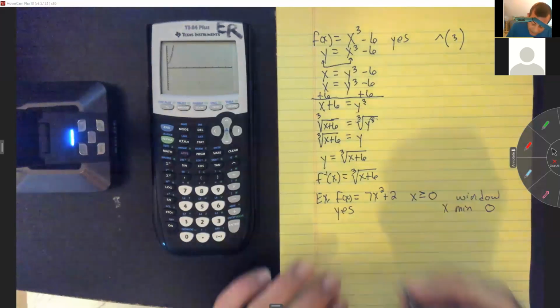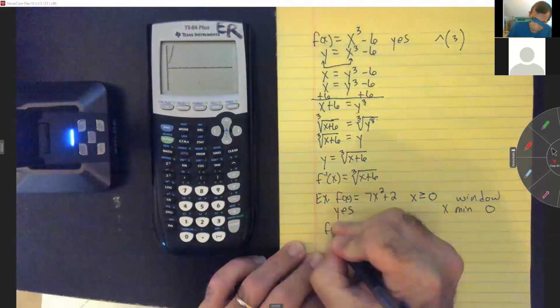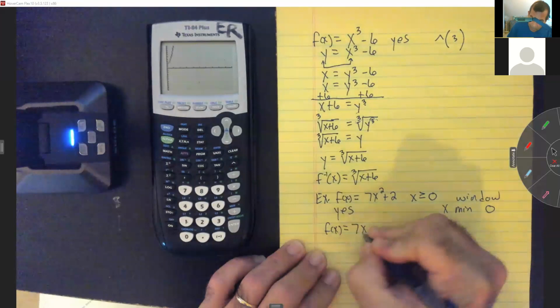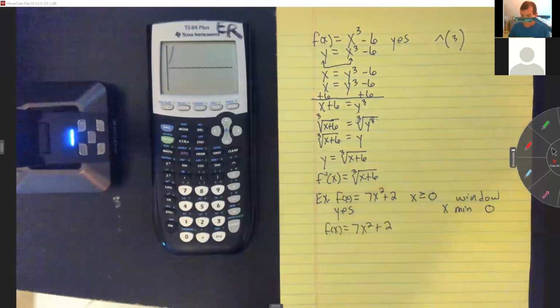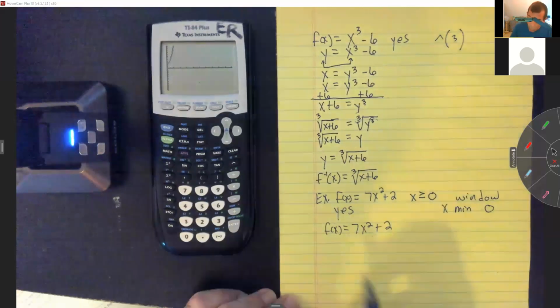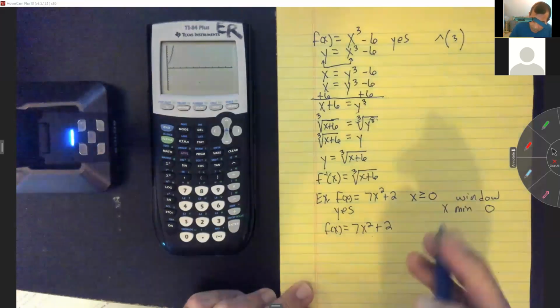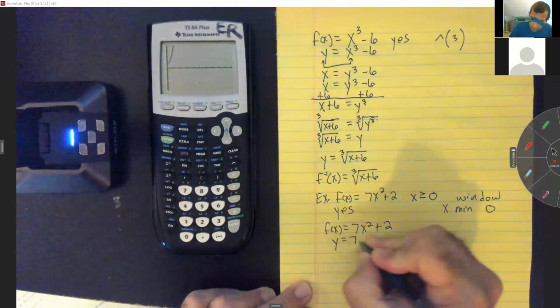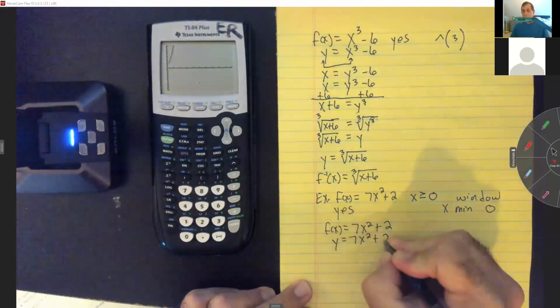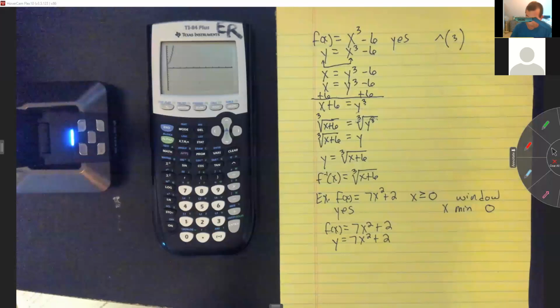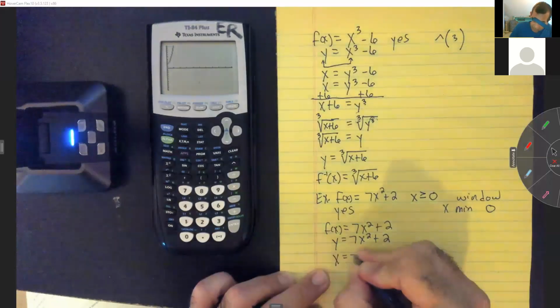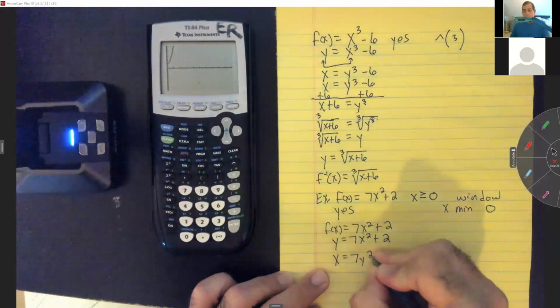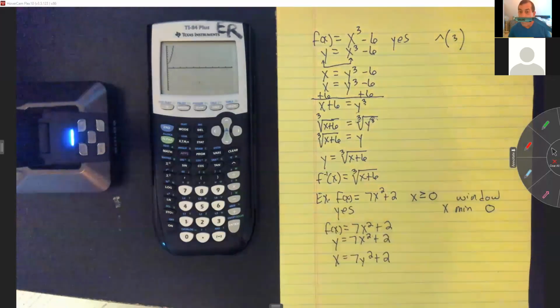All right, so since this is 1-to-1, we need to find the inverse. So replace the f of x with a y. Switch the x and the y around. And then we're going to solve this for the y.